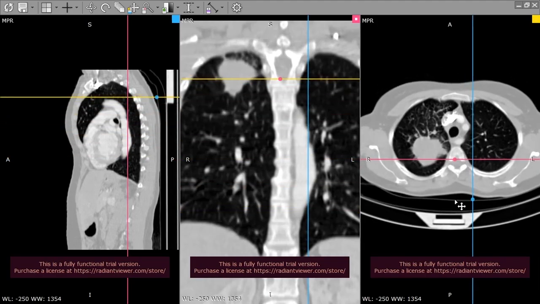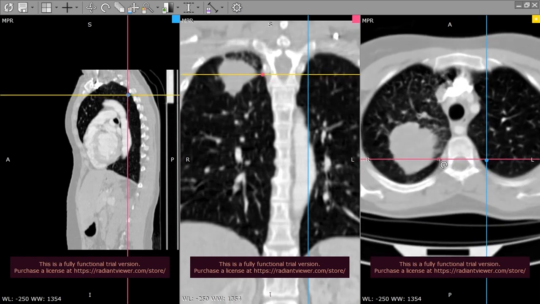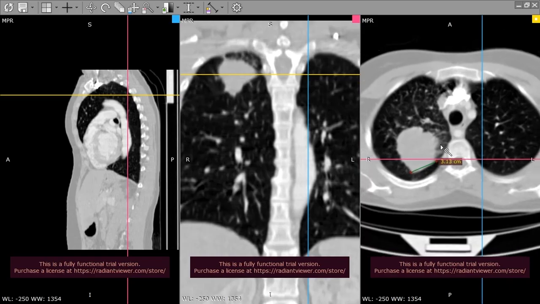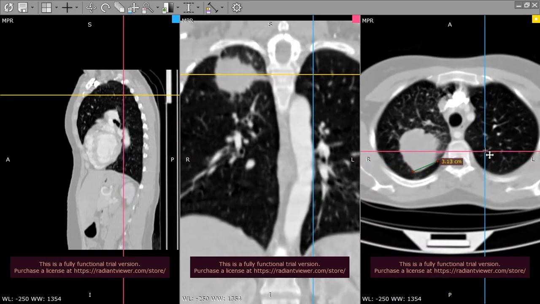In the axial section as well, you can see this is the fissure, and this is what's called contact surface length with the fissure. It's considered as pleura because it's lined by the pleura also. You can see the distance exceeds 3 centimeters. It is a direct sign for pleural invasion as well. So this lesion has an indirect sign of pleural invasion.